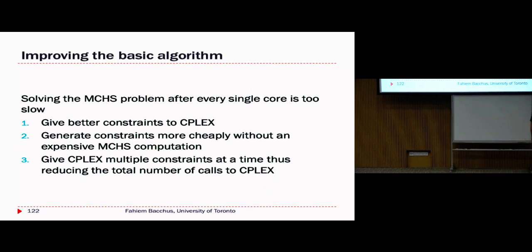So what you want to do then is you want to improve this basic algorithm by basically minimizing the amount of work that Cplex has to do. And you can do it in a bunch of different ways. You can give better constraints to Cplex. You can generate constraints more cheaply. And then you can try to get away without solving the minimum cost hidden set. Try to solve a non-optimal version of that.